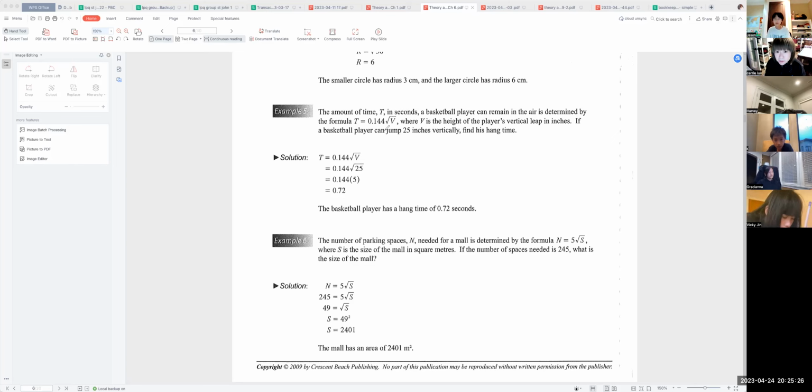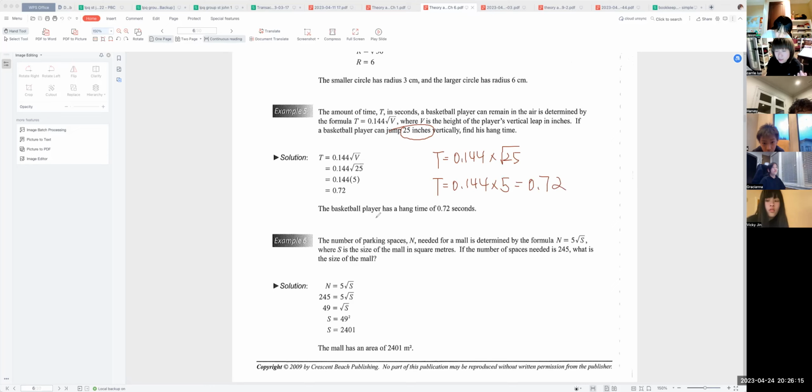Okay, so it is determined by this formula. V is the height of the player's vertical leap in inches. If the basketball player can jump 25 inches vertically, what is a vertical leap? It is how high you can touch when you jump up. Graciana, understand? That is V. So this player can jump 25 inches. Kevin, you can try it too, and Jason too. See how high you can touch at your highest jump, then use that number to calculate how many seconds you can stay in the air. So basically, t equals 0.144 times the square root of 25, which is 0.144 times 5, so it equals 0.72.